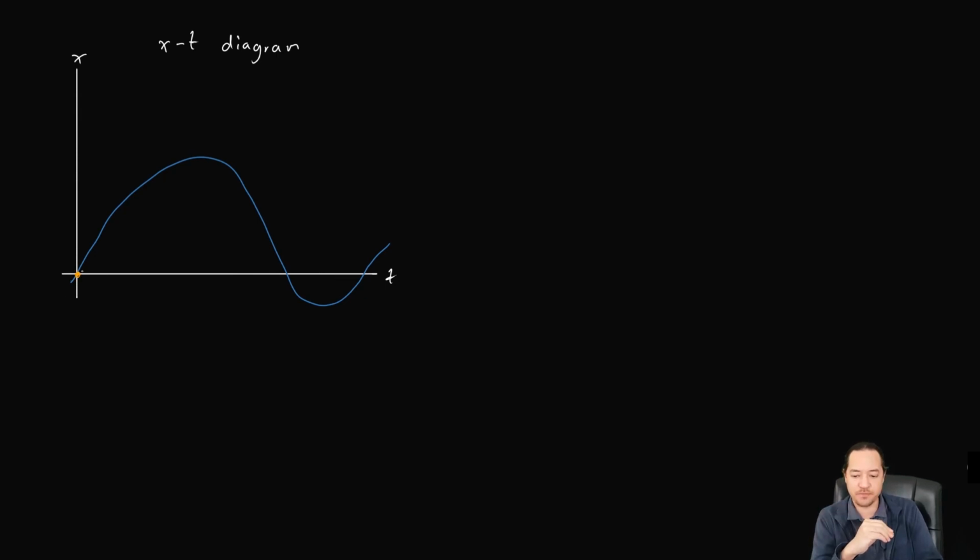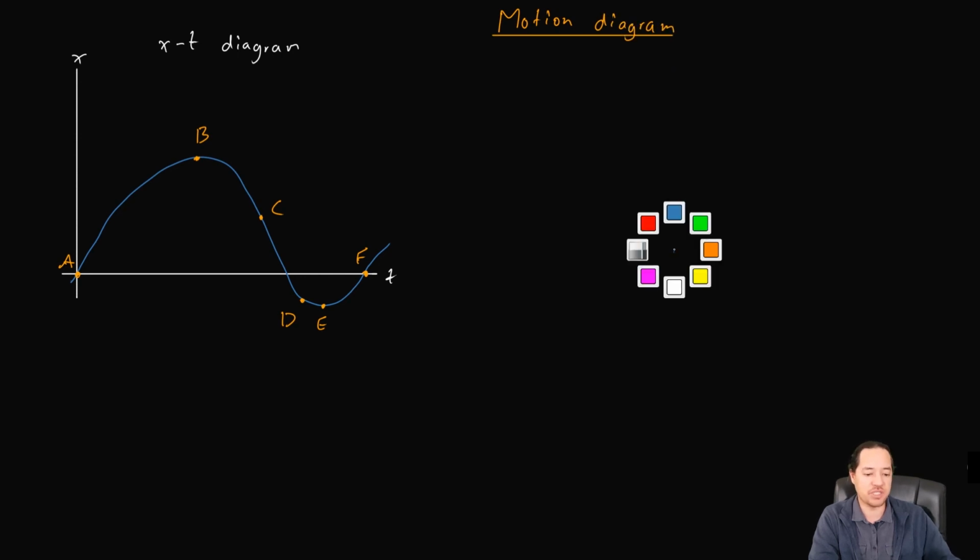So here I'm going to have a point, we'll call this A, and here we'll have B, here we'll have C, and then here we'll have D, here we'll have E, and let's have one more point over here. We'll call this F. Great. So we've got 6 different points on this curve. And what we can do now is look at something called a motion diagram. So, introducing a new idea here called a motion diagram.